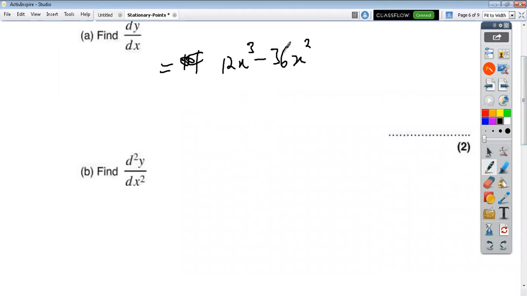Then let's do the second derivative. So you're picking it from here. 3 times that is 36x squared reduced by 1. Then 36 times 2 is 72x to the power of 1. So simply 72x like that. See, these networks are not reliable.